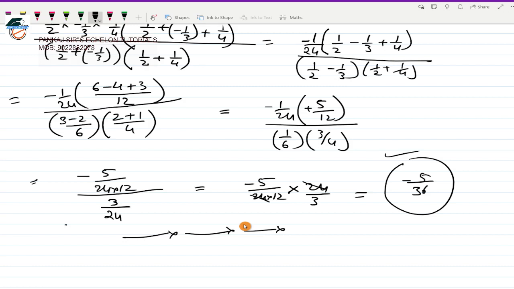I suggest strongly the students who want to build up their basics should always do each and every question of each and every exercise the way I'm doing it. Okay, that is going to really help you all.